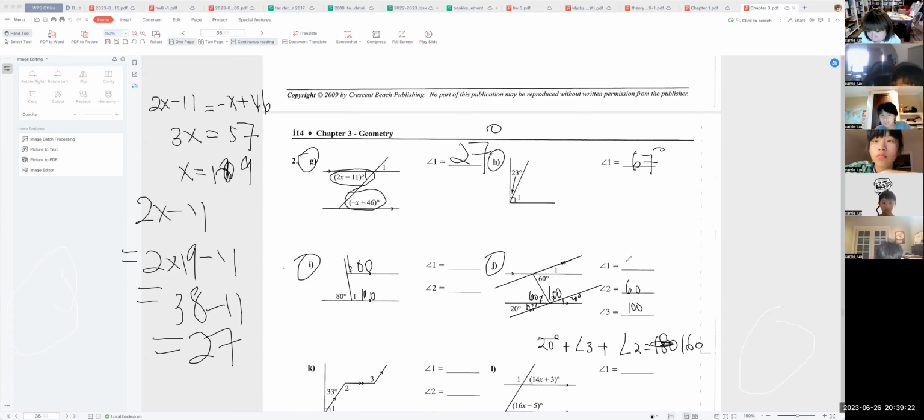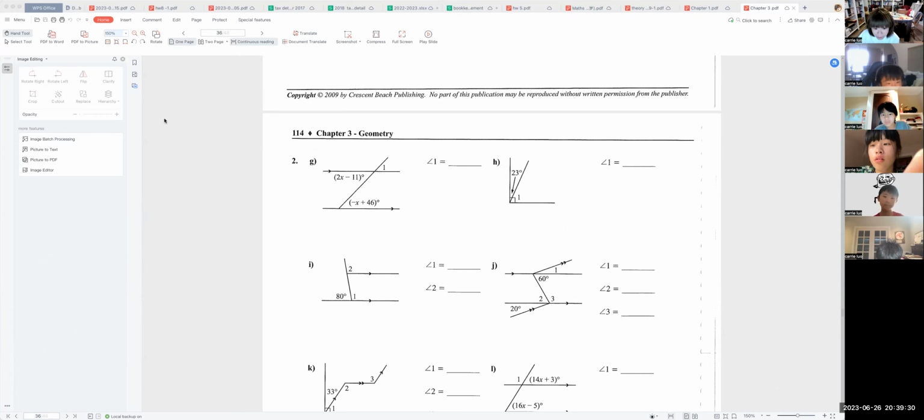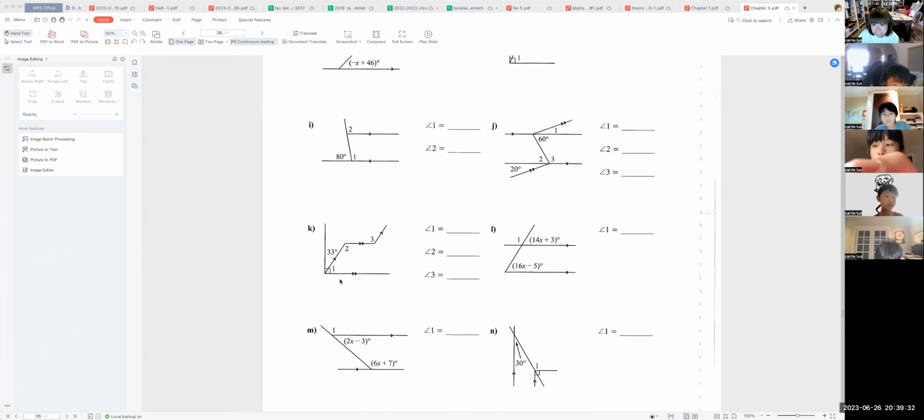Parallel. So angle 1 equals 20 as well. Get it, everybody? Okay, so let's take a look at number K and number L.